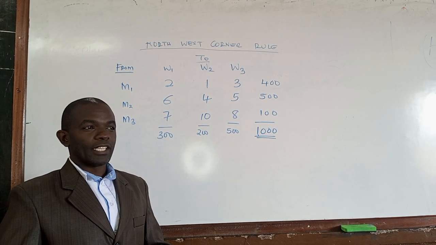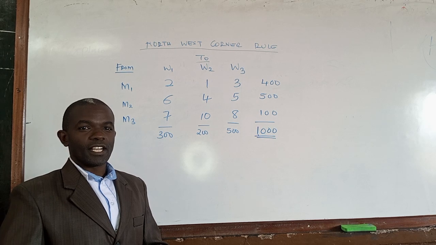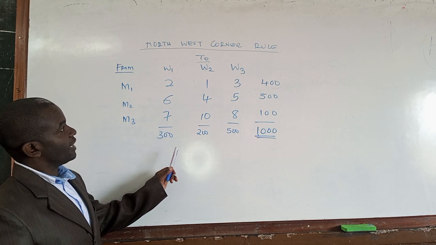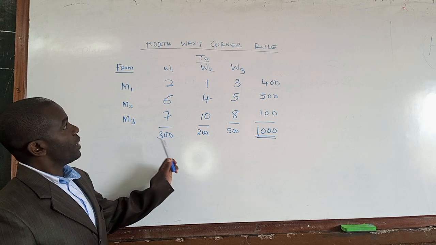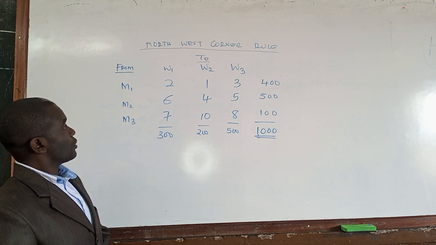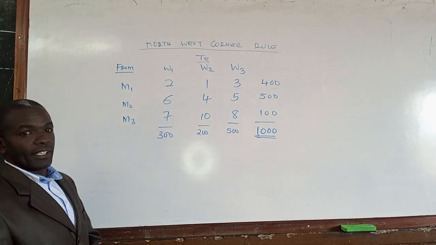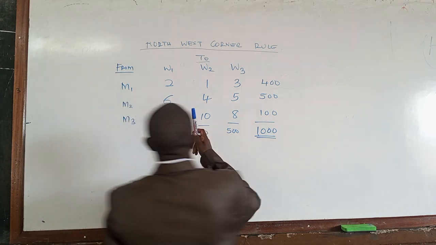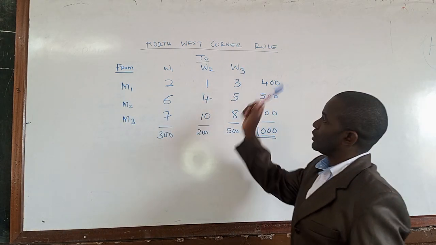This morning, I want us to look at the northwest corner rule, and we are using our example here. The examiner says we use the northwest corner rule to transport some items from manufacturing plants 1, 2, and 3 up to warehouse W1, warehouse 2, and warehouse 3.